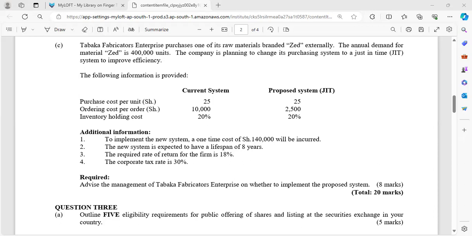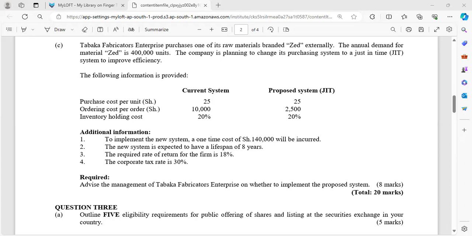Additional information. One, to implement the new system, a one-time cost of 140,000 shillings will be incurred. Two, the new system is expected to have a lifespan of 8 years. Three, the required rate of return for the firm is 18%. Four, the corporate tax rate is 30%. Required: advise the management of Tabaka Fabricators Enterprise on whether to implement the proposed system.